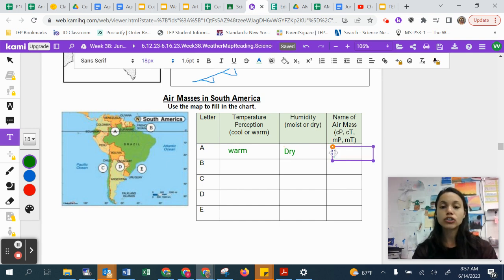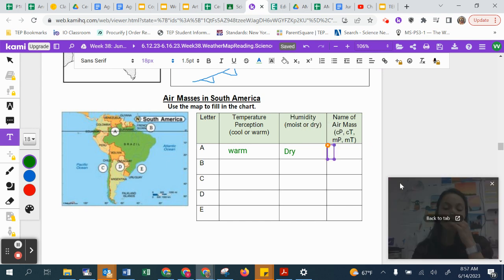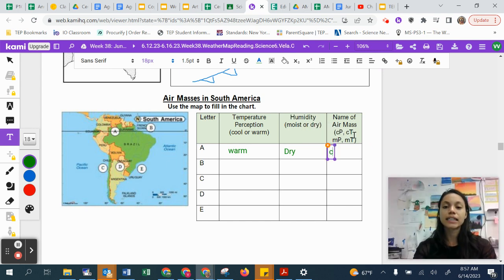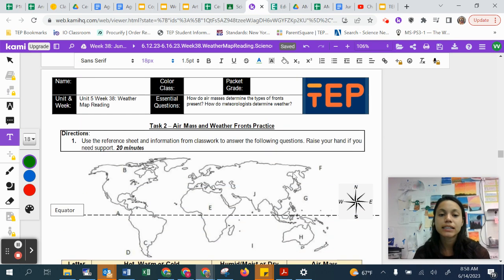Now that I know that it's dry and warm, well, for dry, I know that it has to be continental, so I would put a C, lowercase. And for warm, it has to be tropical, because if it were polar, it would be cold. So it has to be tropical, capital T. All of the ones that I want you to mention are here: CP, CT, MP, MT. Do that, and then once you're done, move on to the next task.